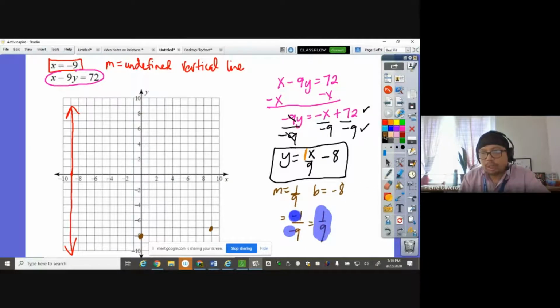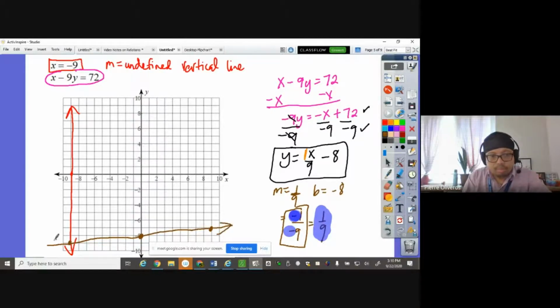What I'm trying to point out here is this: what if we decide to use this one here? I can go down 1 because it's negative 1. Negative 9 means you're going to go left. So down 1, and then 1, 2, 3, 4, 5, 6, 7, 8, 9. So I'm going to connect them. Boom. And the point of intersection, or the solution, is what? Negative 9, negative 10.